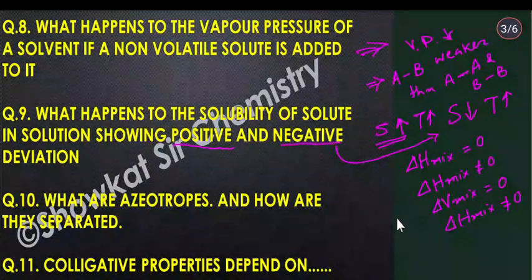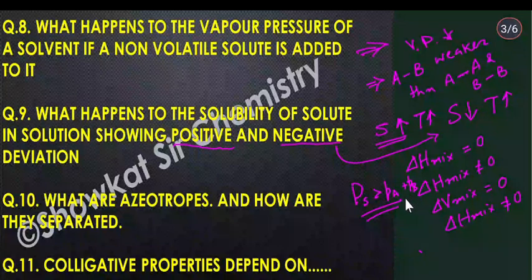Similarly, you will remember that the total vapor pressure of the solution will be greater than PA plus PB, that is the partial pressures of both components, in case of positive deviation, right? In case of negative deviation it will be less than PA plus PB. I hope you have already gone through this and you will remember all the points of difference between ideal and non-ideal solutions, and non-ideal solutions showing positive and negative deviation.